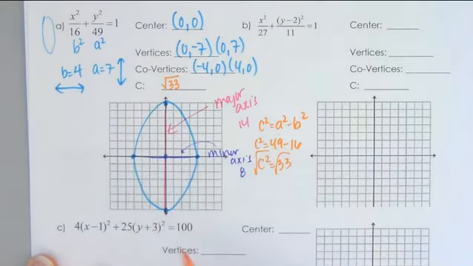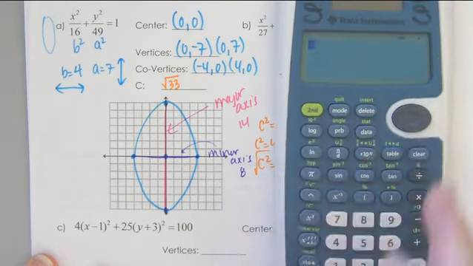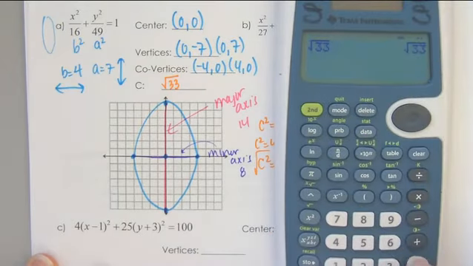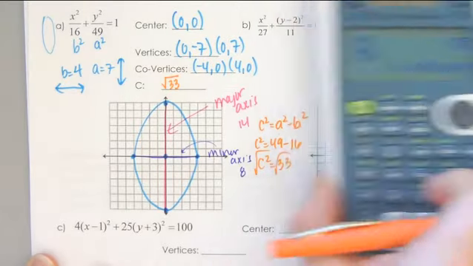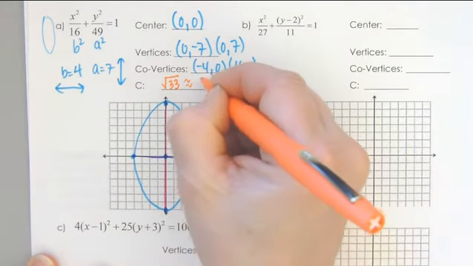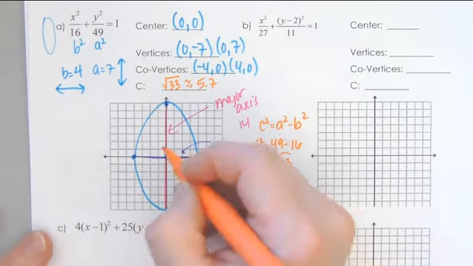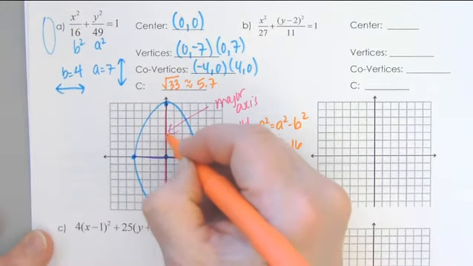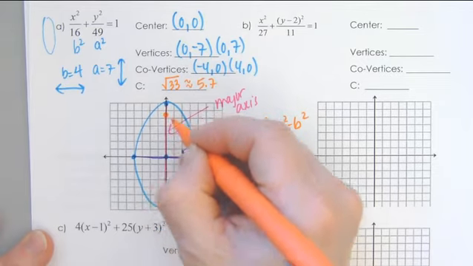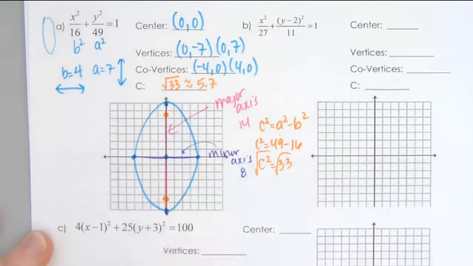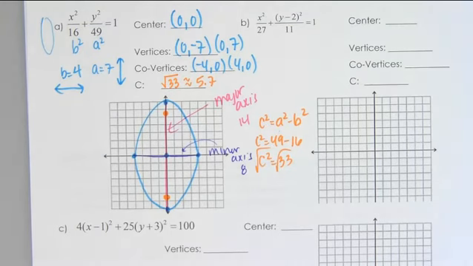Now I want to see the foci on here, so you're probably going to want to type that into your calculator, figure out what the square root of 33 is, and it's about 5.7. So again, I want to see those points on, it's always going to be on the major axis. So go up 1, 2, 3, 4, 5, and then just a little bit more. So put those points on there. There's my foci. Let's try another one.